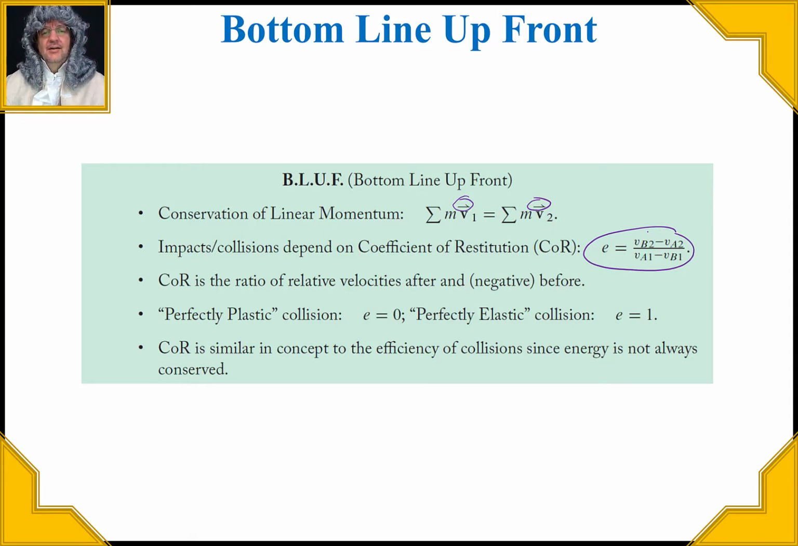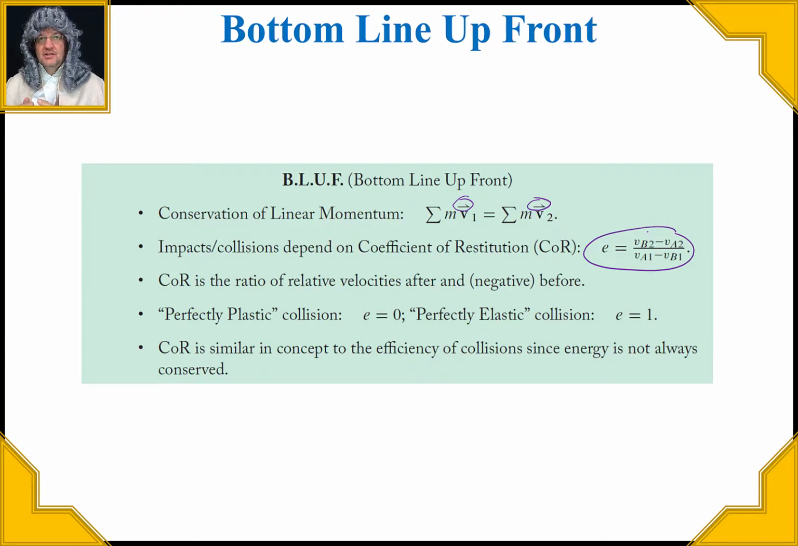Conceptually, the coefficient of restitution can be thought of as sort of, but not quite, an efficiency of the impact, right? When something is perfectly plastic, it means that when the two things hit each other, they stick to each other, and therefore the coefficient of restitution is equal to 0. If something is perfectly elastic, it's going to bounce off perfectly, and the collision is going to have a coefficient of restitution equal to 1. It's similar to the efficiency of collisions, but it's not quite the same.